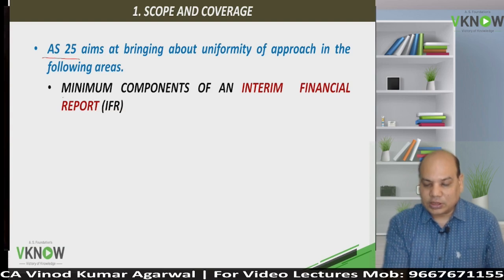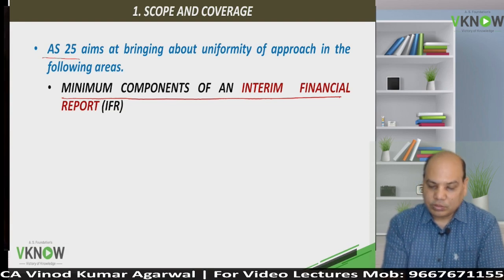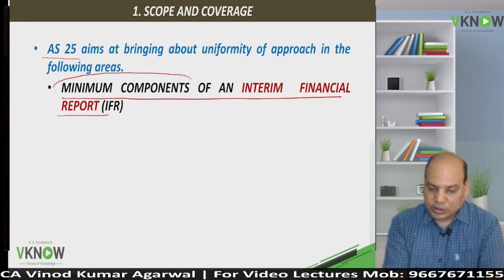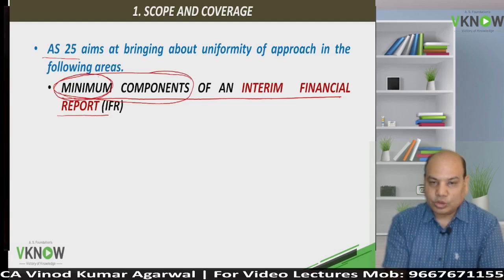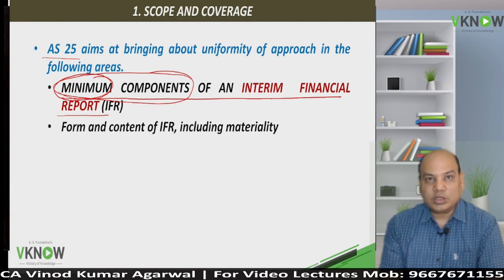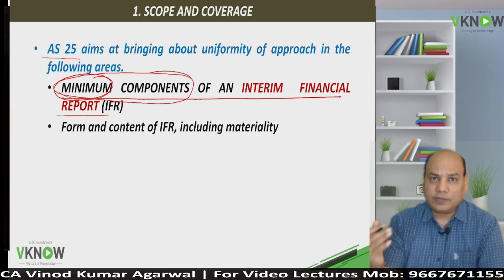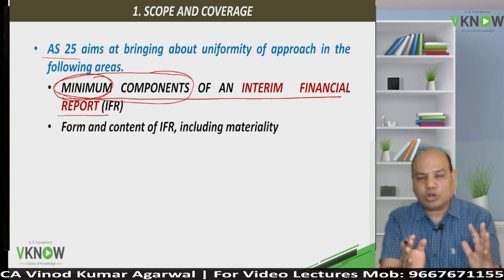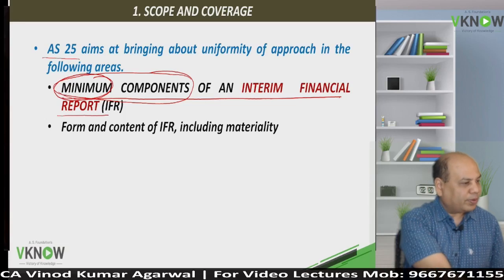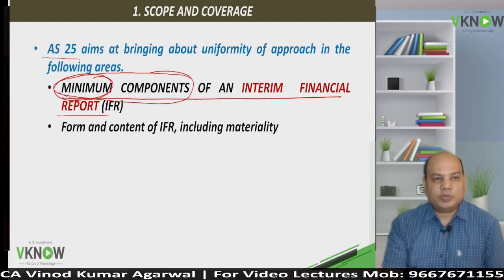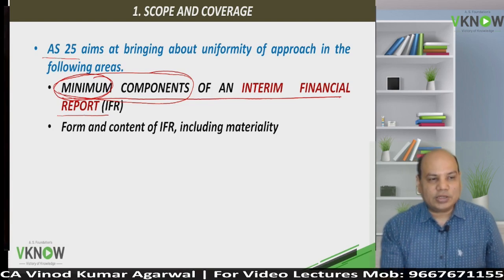AS25 requires that a company should have a minimum component of an interim financial report. Means you have to give certain minimum information in the interim financial report. This is minimum. More than that can be given. Minimum is because interim financial reports are prepared very frequently. Most of the information is already available with the investor. So he would be interested in only updated information. He would be interested in information which is recent and updated. Hence, complete details not required.